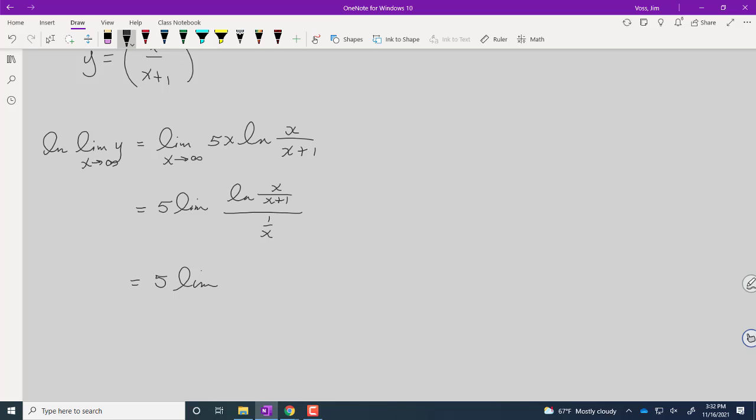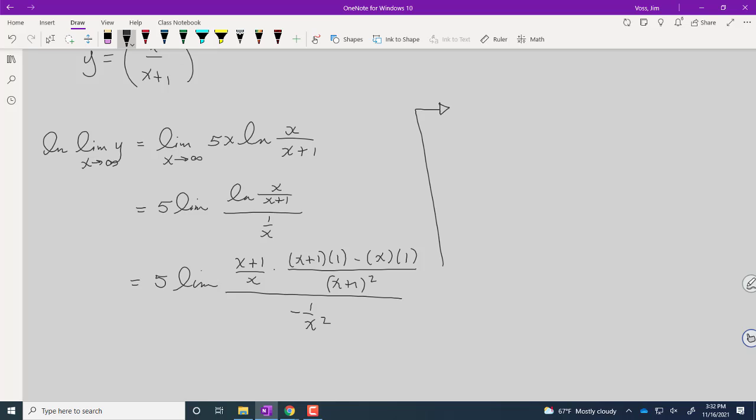So it's 5 times limit. The derivative of the numerator, 1 over the inside, that means reciprocal. Derivative of inside, it's a quotient. So we do low d high minus high d low over low squared. And then in the denominator, the derivative is minus 1 over x squared. And let's come up here. So we have 5 times the limit. So do you all see that this numerator just becomes 1? We have x plus 1 minus x, so that's 1.